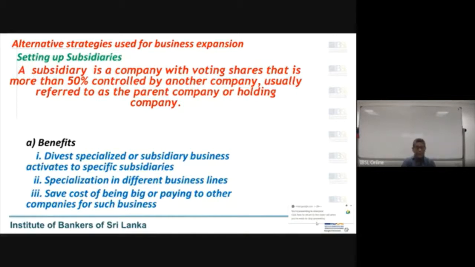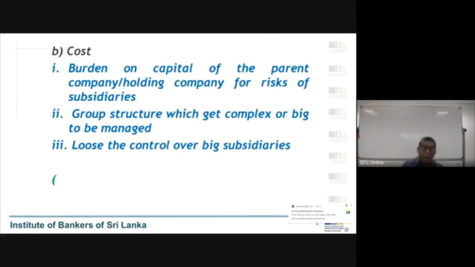So what are the benefits as explained in the note? Diversify specialized businesses through certain specific subsidiaries, with specialization in different business lines. That is what they are telling you. They are having enough knowledge. And also remember, a subsidiary is a very costly thing because you're going to have a separate organization. Therefore, structure-wise, it's a little costly doing business.